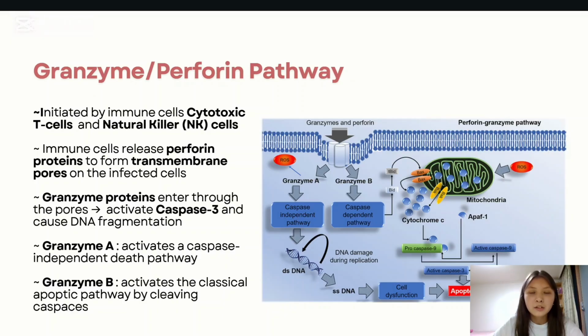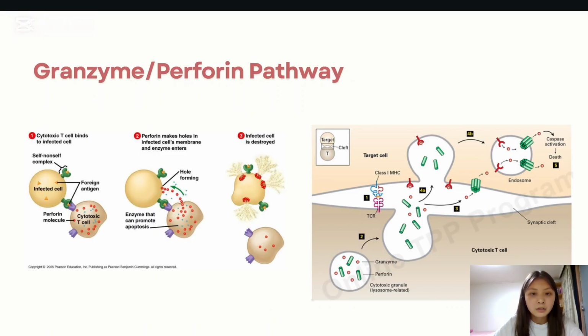Usually there are two different types of granzyme proteins: granzyme A and granzyme B. Granzyme B activates caspase 3 and leads to apoptosis through the classical caspase way. But granzyme A induces a caspase-independent death pathway, but it also leads to DNA fragmentation and causes apoptosis. Additionally, you can observe here some diagrams where this process is illustrated in detail.